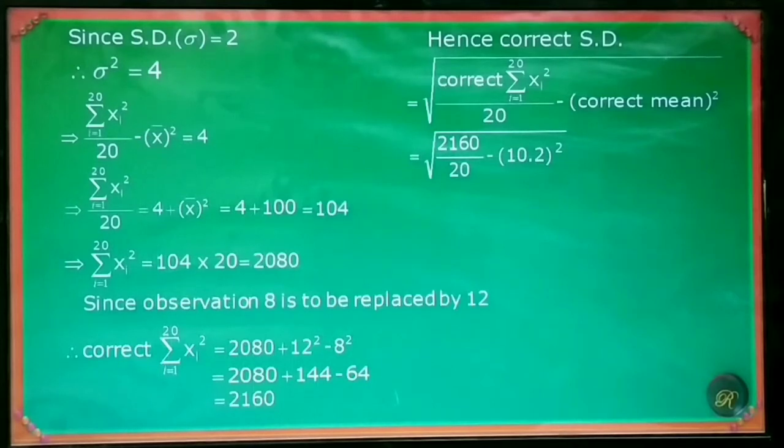What is the simplification? Square root of 108 minus 104.04 is equal to square root of 3.96. Try to find the square root of 3.96 by division method, which is equal to 1.989, that is 1.99.